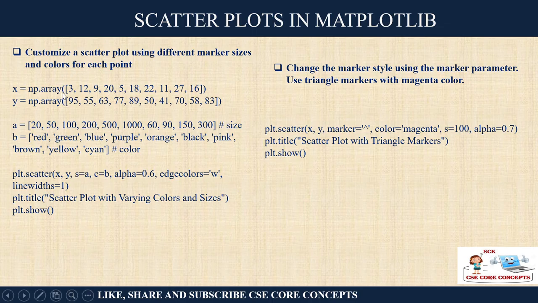Let's say I have again two sets of values, x comma y. These are the array values, and a is where I am giving the size. You want to show each and every point with a different size. Like, for example, the point which will be represented by 3 and 95, you want to make the marker size 20 and give it a color red. The second point, 12 and 55, you want to make the dot size 50 with a green color.